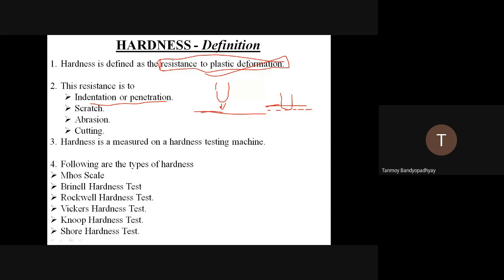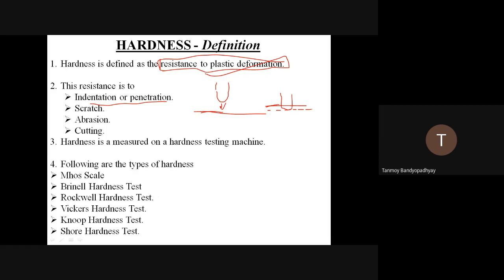Hardness is measured on a hardness testing machine. As I told, based on the load type, the load value and the indenter type, we can have different combinations of them, and we can have different hardness tests. The basic one was the Mohs hardness scale, and after that we have the Brinell hardness test. Whatever machine you are measuring on forms the hardness number. So in the Brinell hardness test, you get the Brinell hardness number.